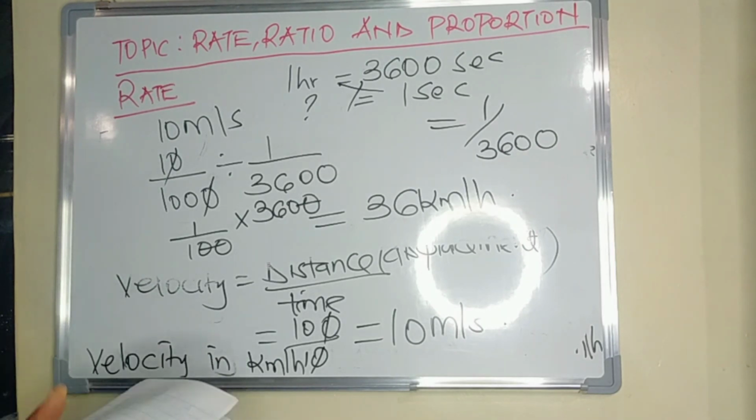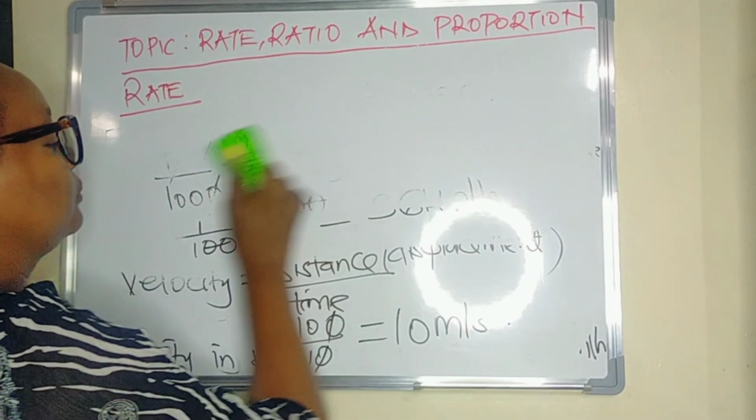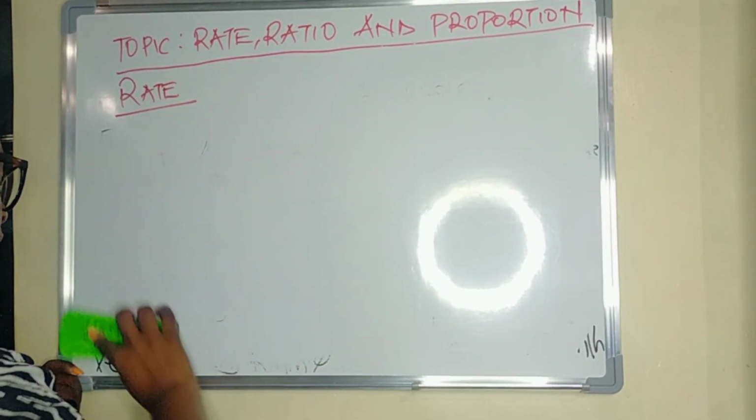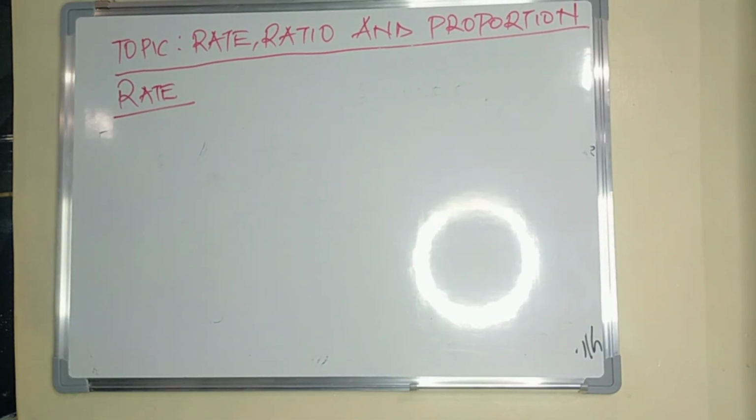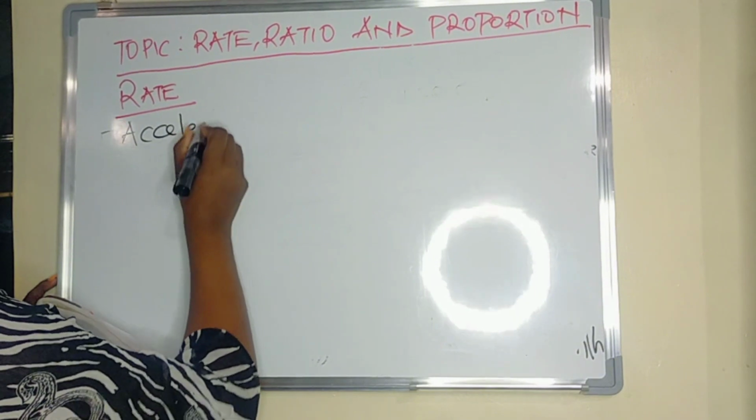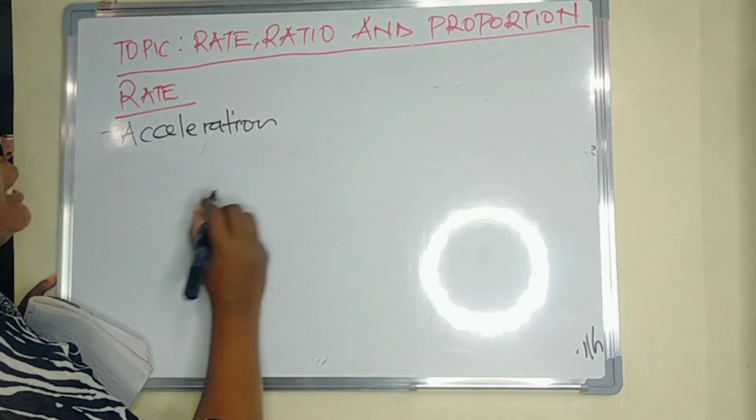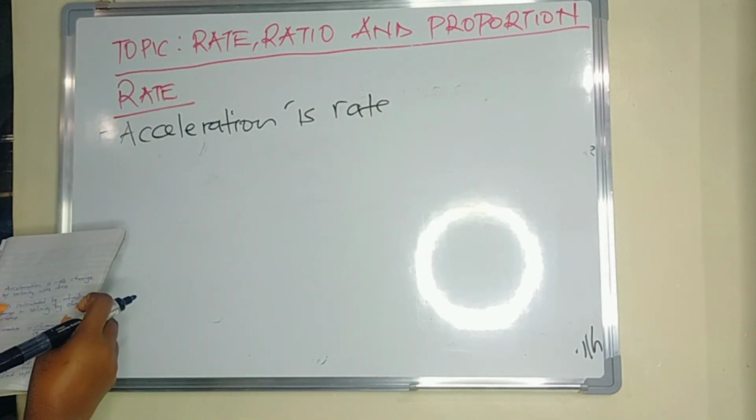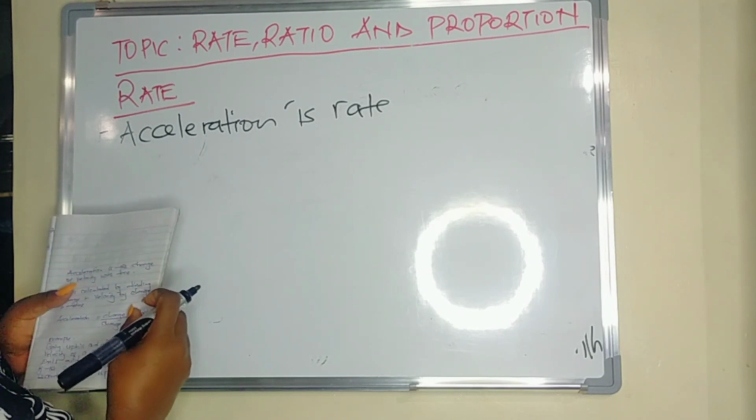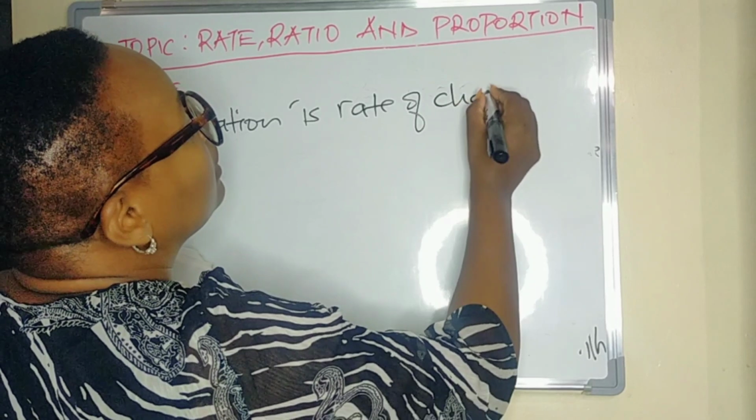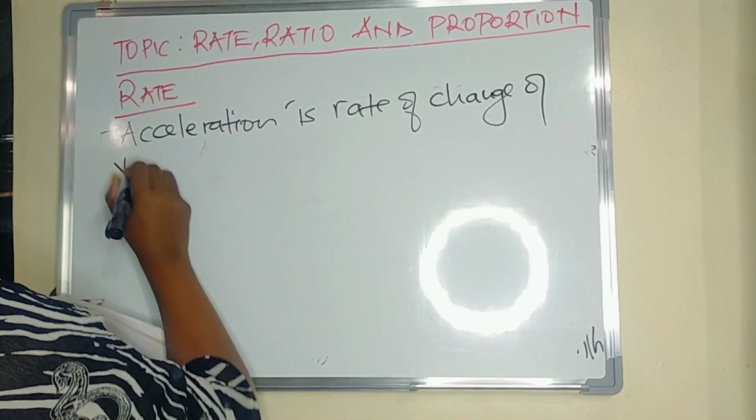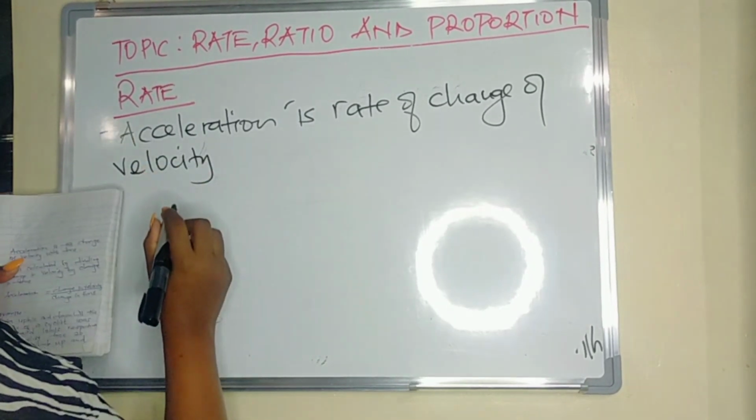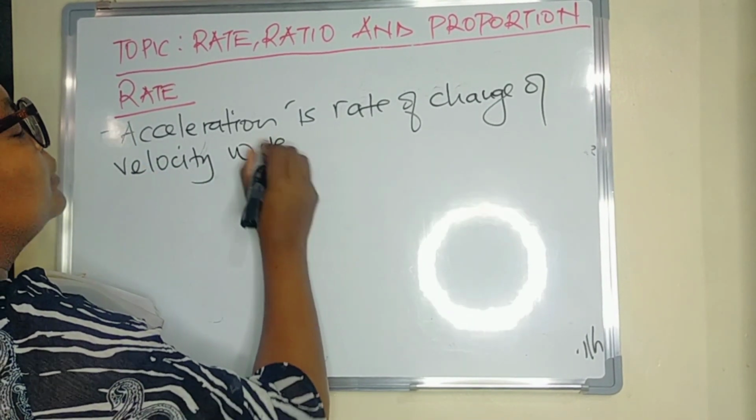Now, we move on to something called acceleration. What is acceleration? Now, acceleration is the rate of change of speed, of velocity with time. The rate of change of velocity with time.